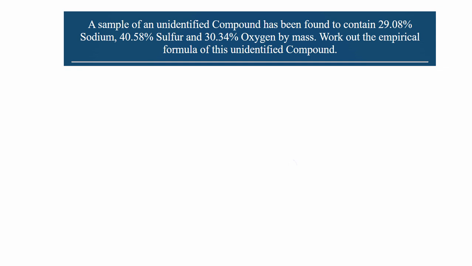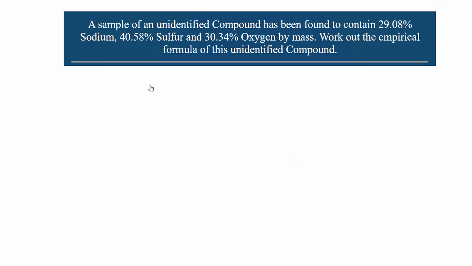Okay, so in this particular question, we've been presented with an unidentified compound, and we've been told the percentage composition by mass of the various elements which make up the compound. So in this case, we've got sodium, sulfur, and oxygen, and we've been asked to work out what the actual empirical formula of this compound is, right? So how am I going to approach this? What's one of the first things I'm going to have a go at doing, and where am I going to go from there?